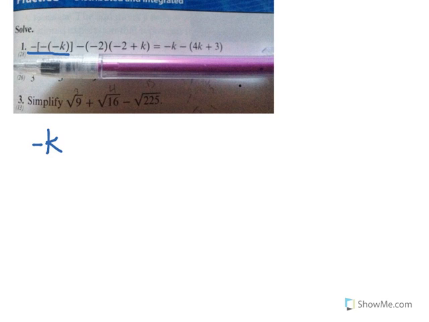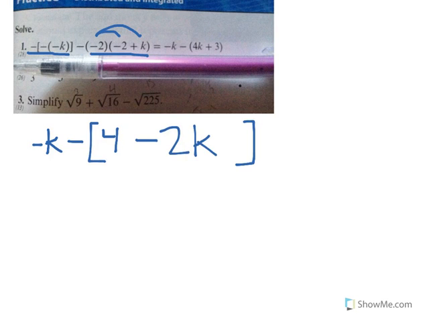So let's go ahead and leave that first minus in there, but then let's simplify this part right here. Hopefully I left enough room. Okay, so I'm going to distribute the negative 2. So I've got negative 2 times negative 2. Negative times a negative is going to be a positive. So that's positive 4. And then I've got negative 2 times k. So that's negative 2 times positive k. So that's going to be a negative 2k. So I've got 4 minus 2k.